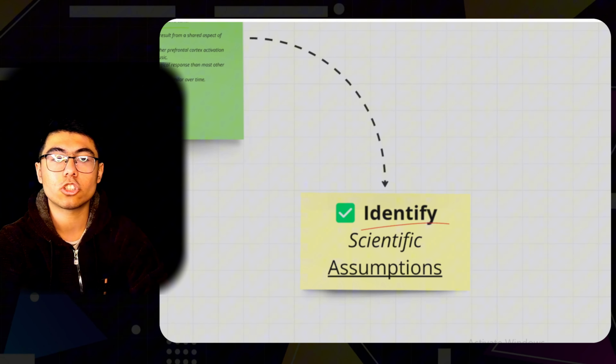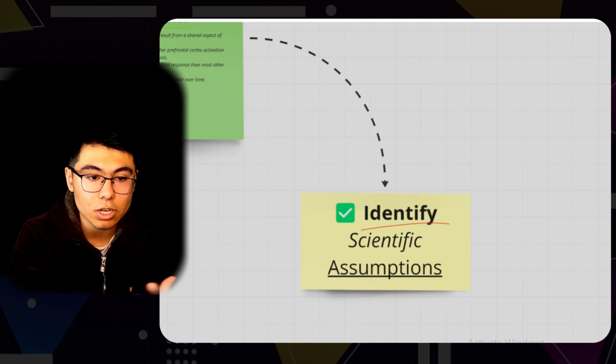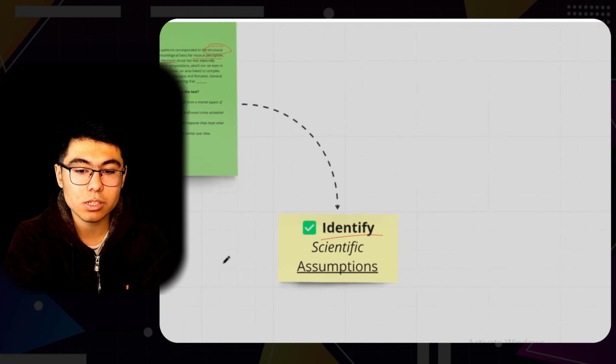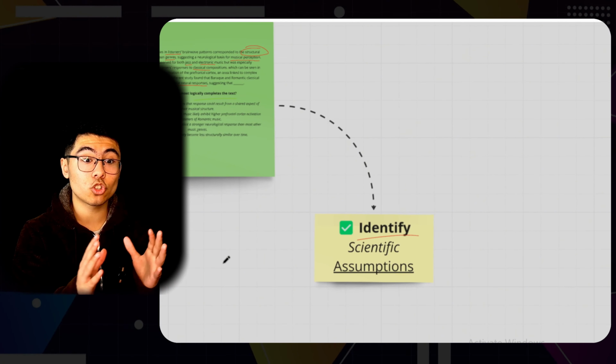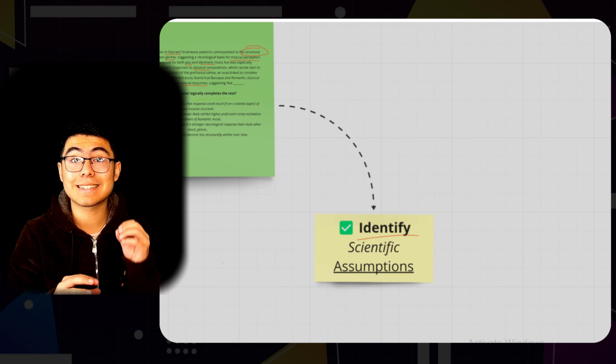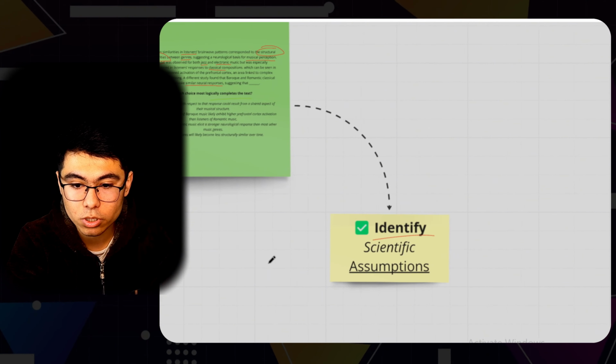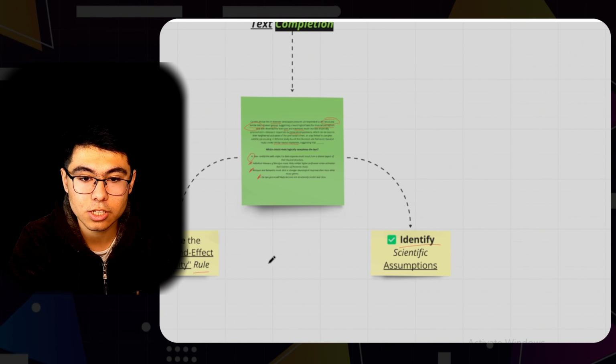Well, the passage in this case assumes that structural similarities in music lead to neural similarities, and the best answer should directly support this assumption rather than challenging it. So that's also an important strategy that we need to know.